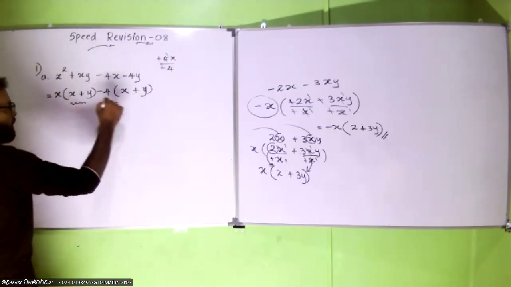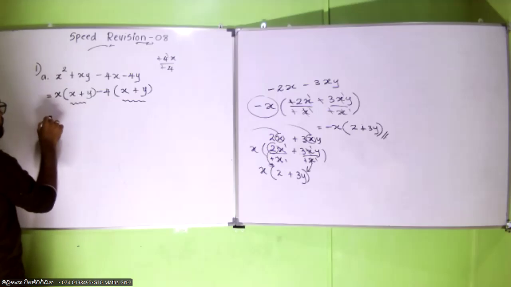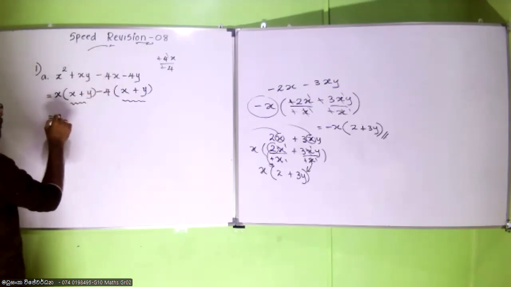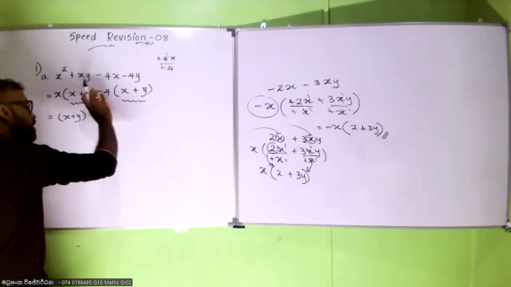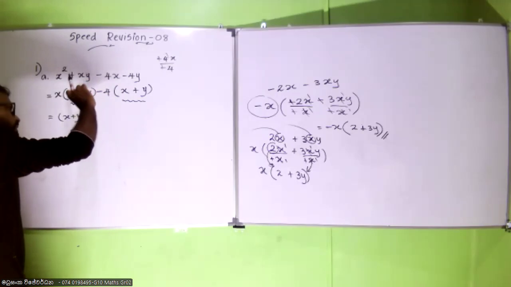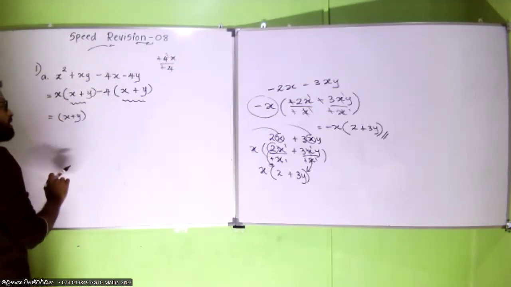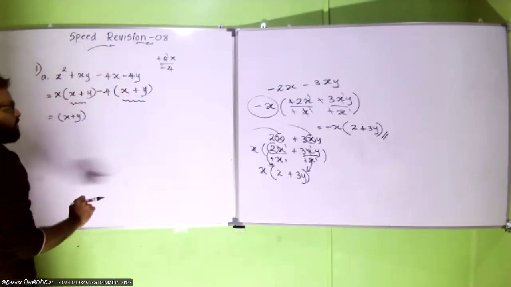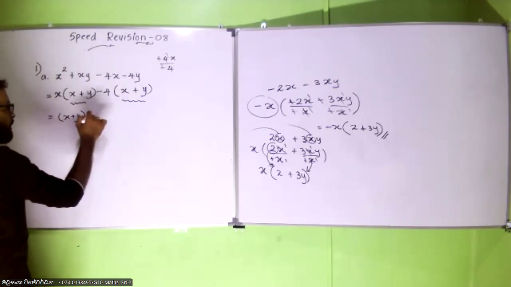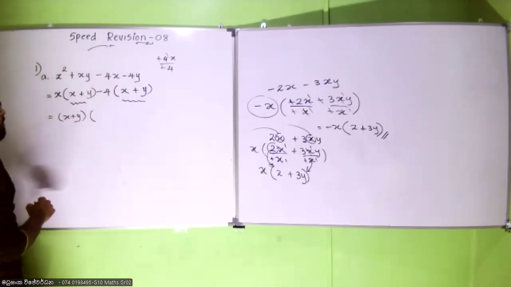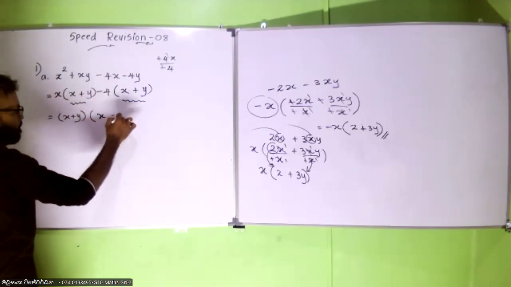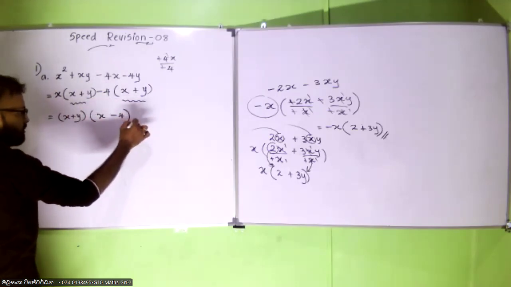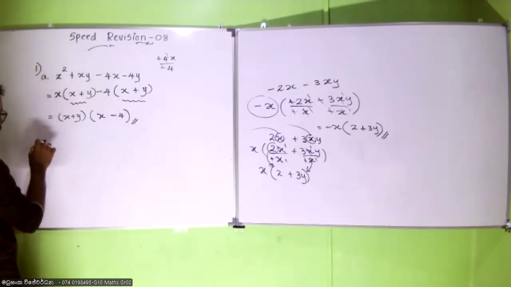Interesting. x plus y, x plus y. Both of them are common terms, right? You are going to take it out from the brackets. That means again you are going to divide this term by x plus y, and this term by x plus y. Take it out from the bracket. So what are the rest of the terms that you can see? x minus 5y. So this should be the answer for the first.